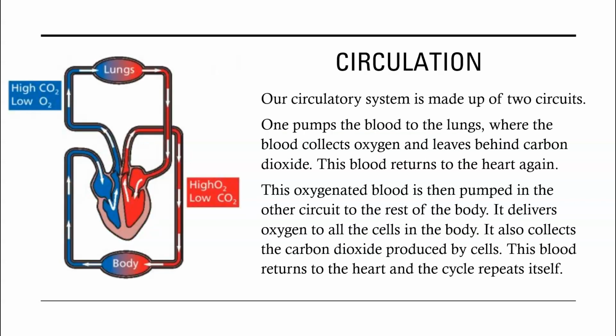So circulation then. Our circulation system is made up of 2 circuits. One pumps blood to the lungs, where the blood collects oxygen and leaves behind carbon dioxide. This blood returns to the heart again. This oxygenated blood is then pumped in the other circuit to the rest of the body. It delivers oxygen to all the cells in the body. It also collects the carbon dioxide produced by cells. This blood then returns to the heart and the cycle repeats itself.